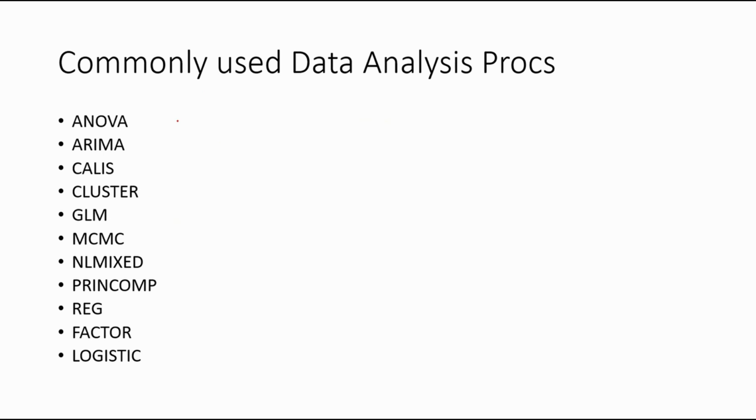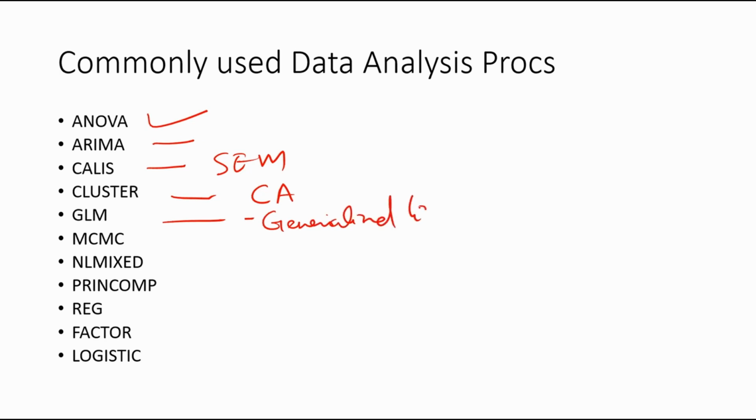The list is exhaustive, but I'm just providing very important ones, especially from a beginner point of view. We use ANOVA for analysis of variance, ARIMA for time series forecasting, CALIS for structural equation modeling, cluster for cluster analysis, GLM for generalized linear modeling. Generalized linear modeling includes your linear regression, logistic regression, and that kind of stuff. MCMC, Monte Carlo methods, which is Markov chain Monte Carlo. So you can use MCMC for that. NLMixed for optimization purposes.